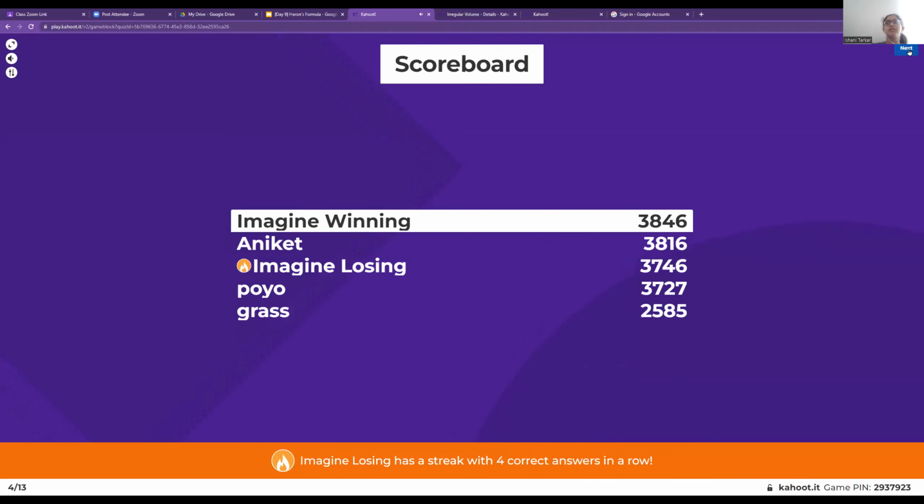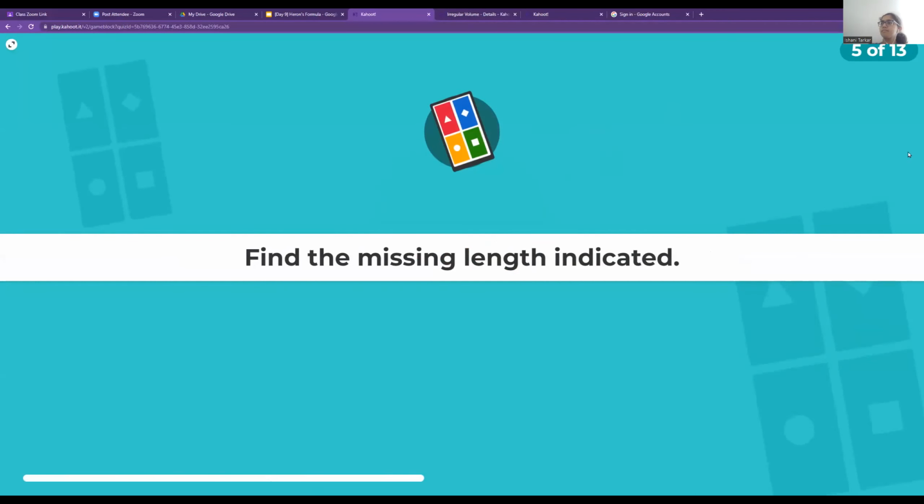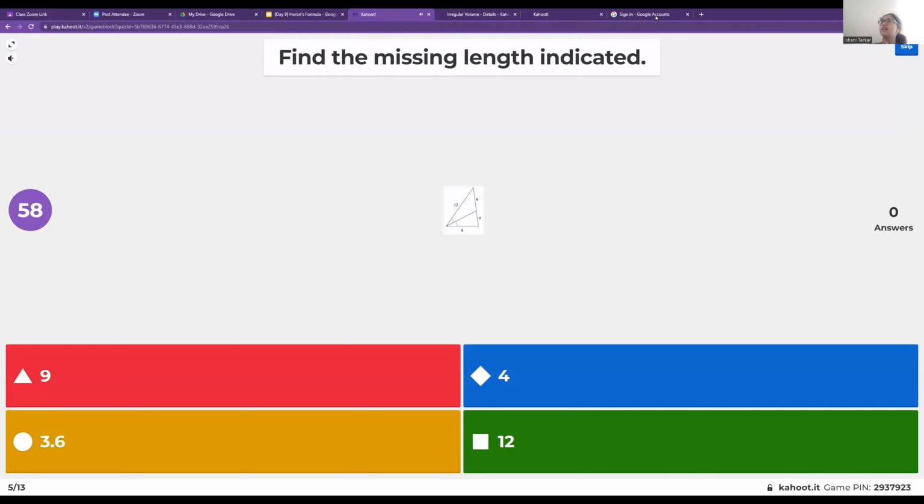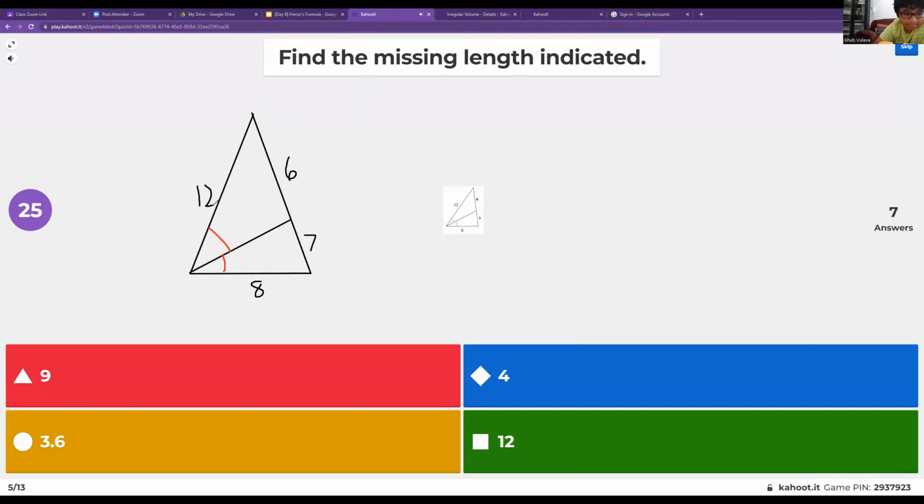Good job to imagine losing who has a streak of 4 correct answers. Okay, find the missing length indicated, and this is also tiny. Also, I think everyone should be able to see the questions on the screen. So if that helps you any, then yeah. Oh, sorry. This is not 7, this is question 1.